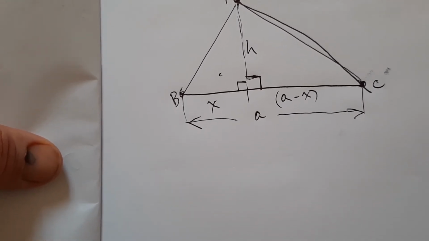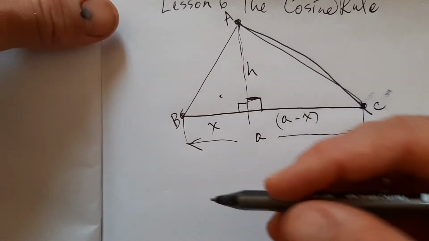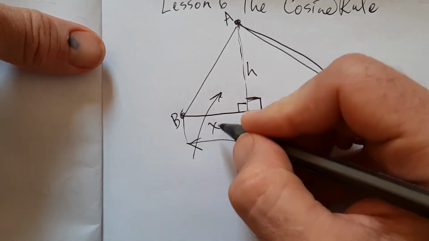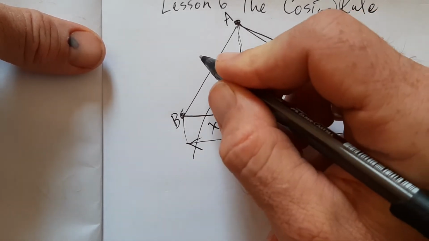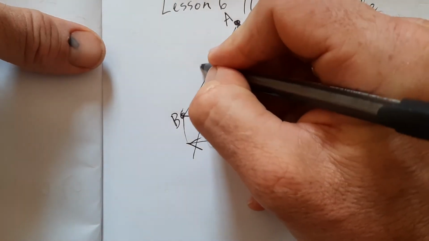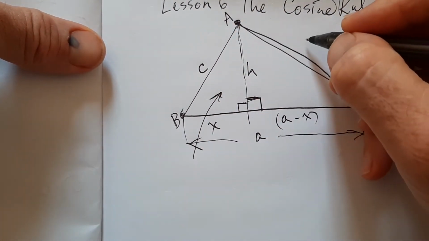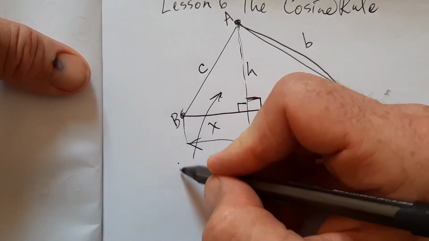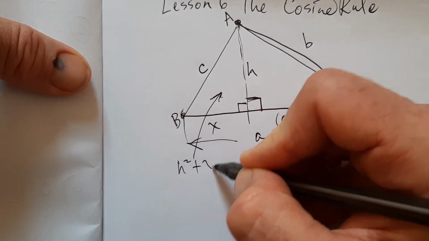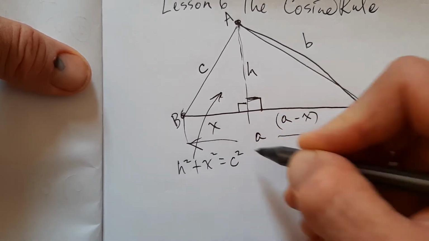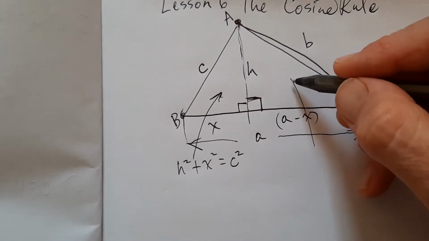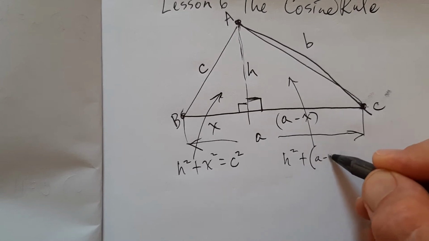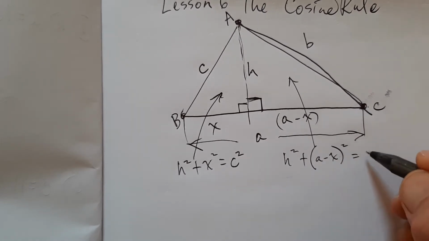So let's do the Pythagorean theorem two times. Let's do it for over here: leg squared plus leg squared equals hypotenuse squared. This side is little c. This side is opposite of angle B, so it's little b. So for this side I would have h squared plus x squared equals c squared. And then for this triangle, I will have h squared plus (a minus x) squared equals b squared.